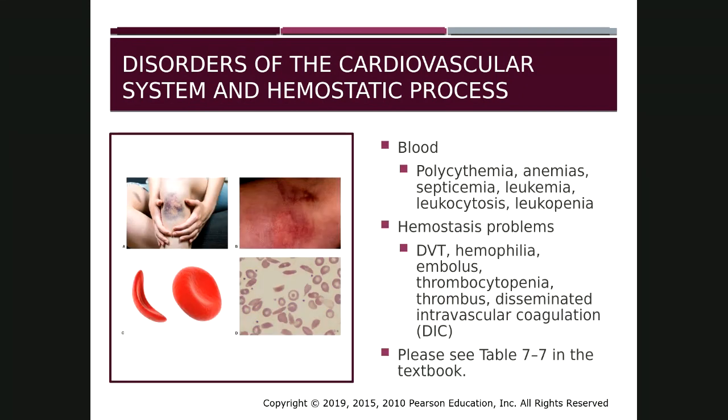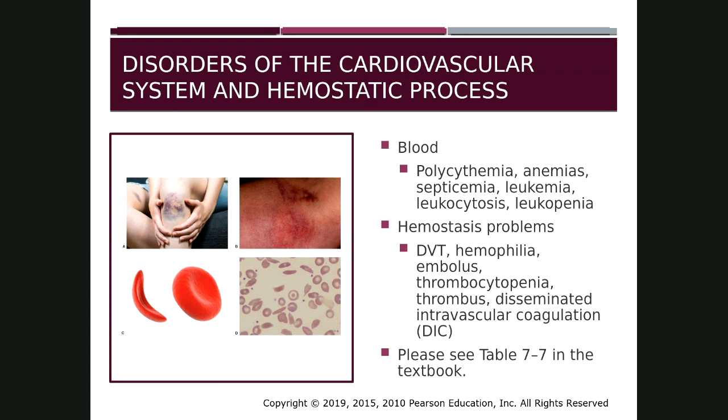Some disorders of the blood: polycythemia, anemia, septicemia, leukemia, leukocytosis, and leukopenia. So these are also represented in your textbook. Please be aware that septicemia is a bacterial infection of the bloodstream and can lead to more serious conditions involving sepsis. Leukemia, usually classified as bone marrow cancer, is one in which excessive immature white blood cells are produced and do not fully function properly to help fight infection.